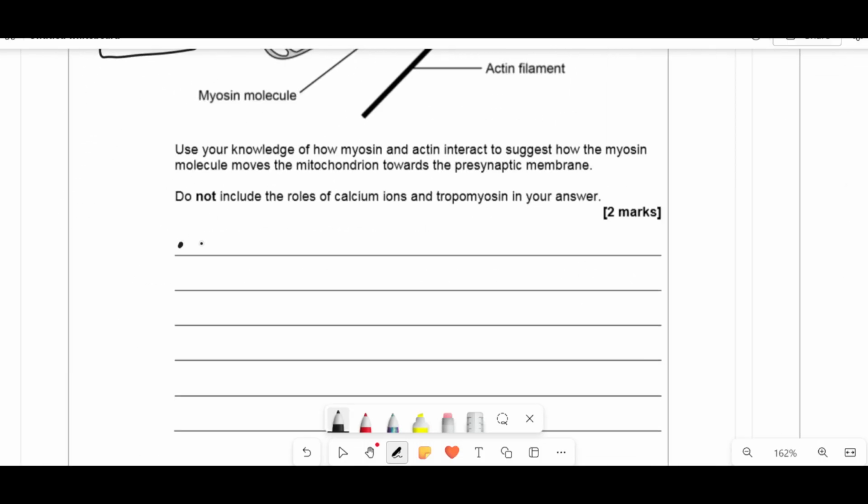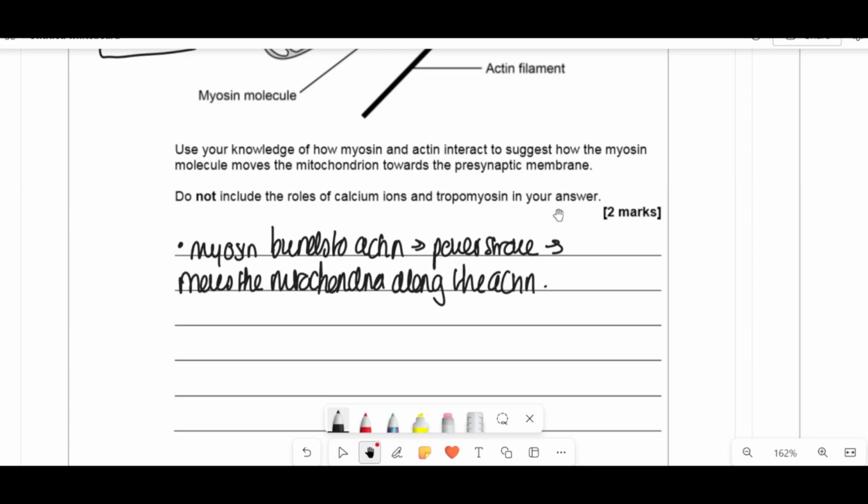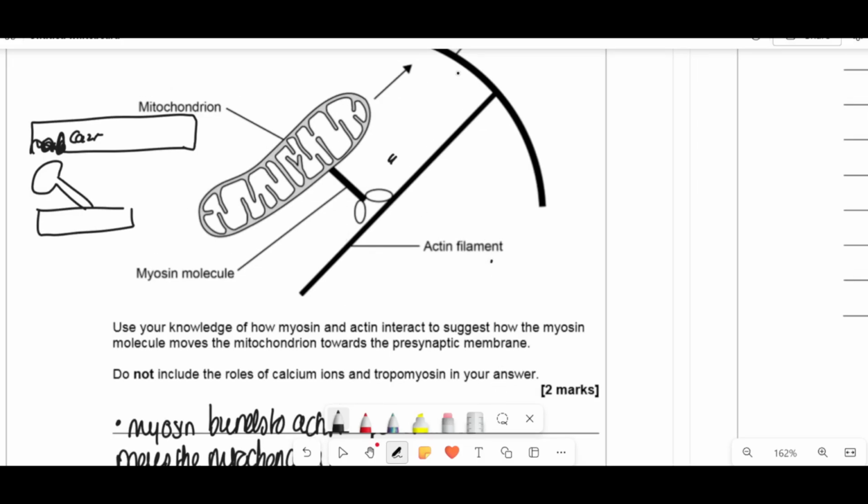So what you would say is that this myosin binds to actin and it hinges, it bends, whatever you want to call it, you can say power stroke, and then this moves the mitochondria along the actin, right? Because again, if it does that hinge, it's just going to move that way because this actin's fixed there and it's just chilling. So there you go.